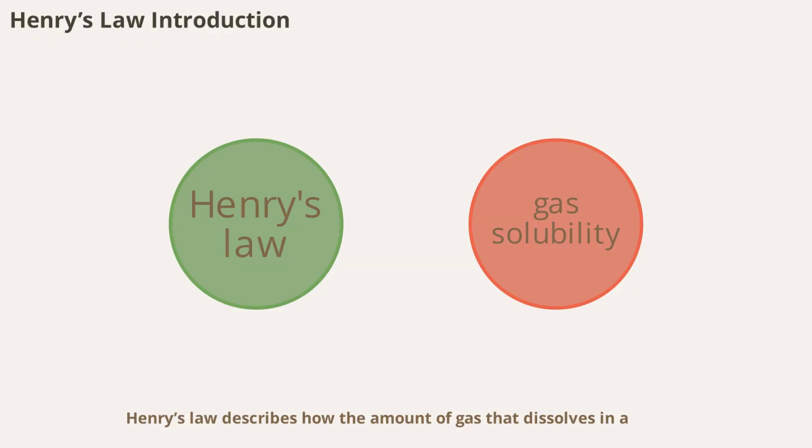Henry's law describes how the amount of gas that dissolves in a liquid is directly proportional to the pressure of that gas above the liquid, at constant temperature. This law explains why soda fizzes when you open the bottle: the pressure is released, and dissolved carbon dioxide escapes. Henry's law is crucial in fields like environmental science and beverage production.